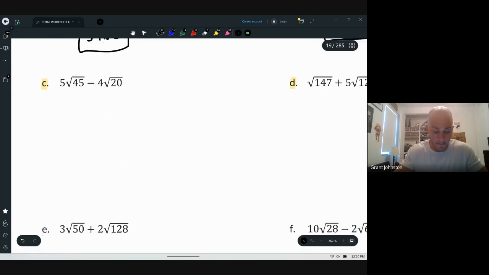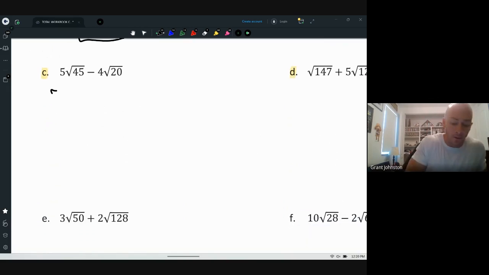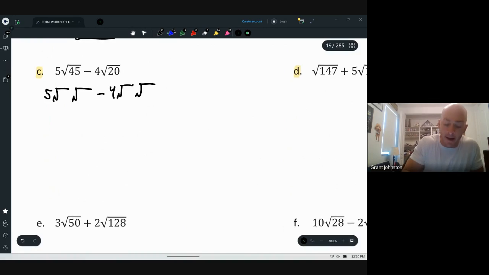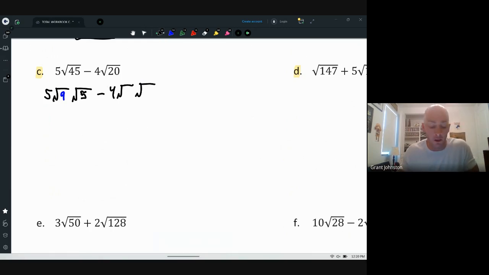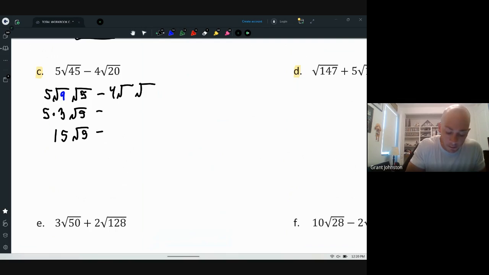Moving on to C. I have 5, break up 45, and break up 20. 45, the biggest perfect square that goes in that would be 9. 9 times 5 is 45. The square root of 9 is 3, so this is going to be 5 times 3 root 5, and 5 times 3 is 15. So this is 15 root 5.